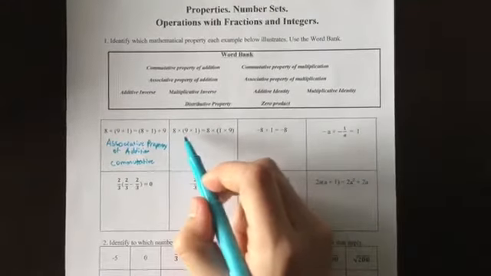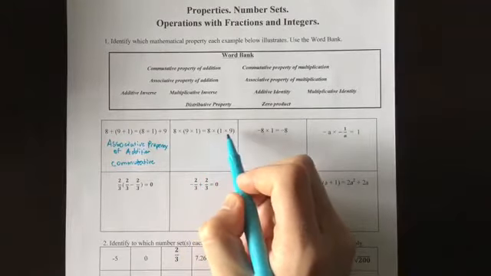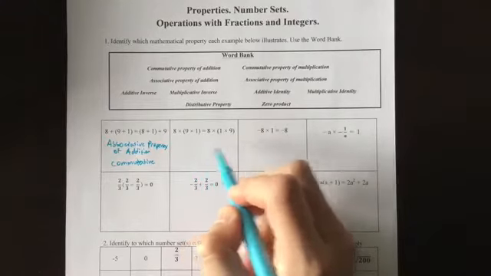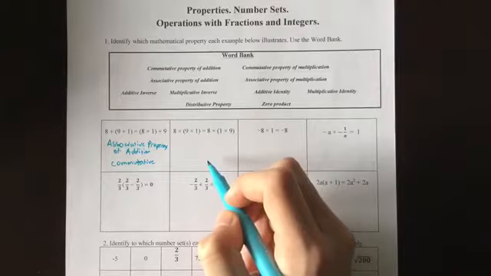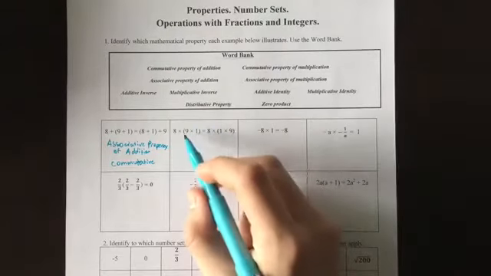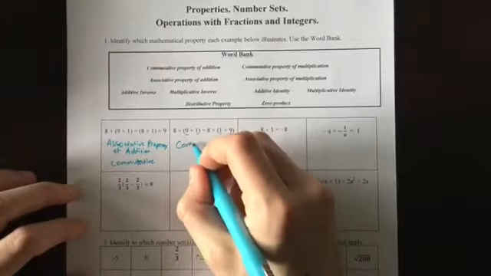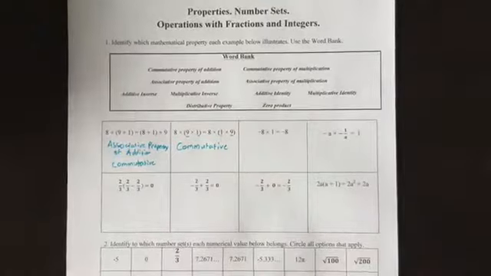On 8 times 9 times 1 equals 8 times 1 times 9, our grouping stayed the same. There's still the 9 and the 1 in the parentheses, so it's not associative property. We don't have a change in grouping. Instead, we just have a change in the order of our numbers. So this one would be our commutative property. And there's no need to write property of addition.